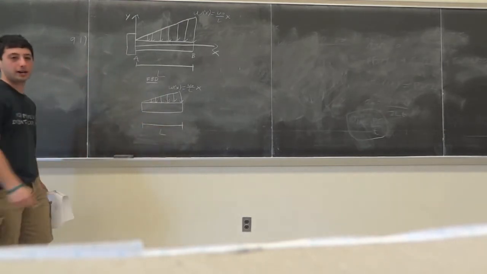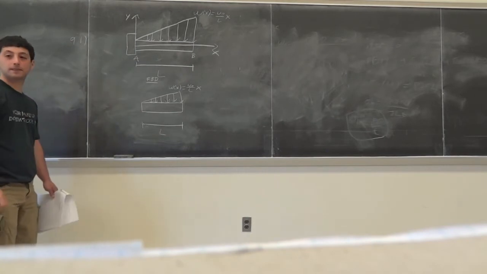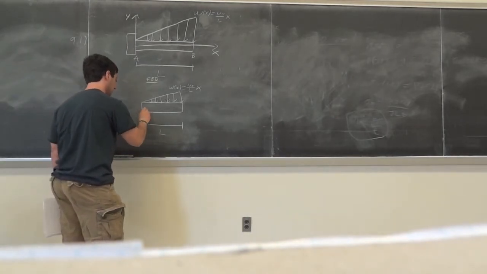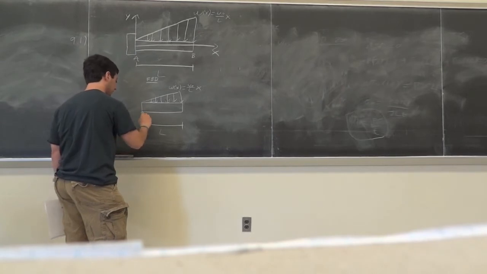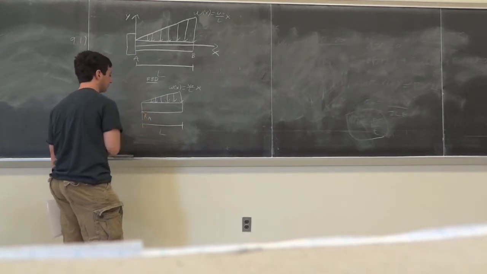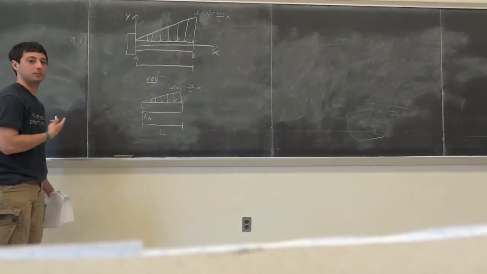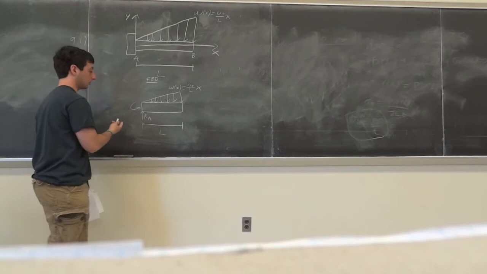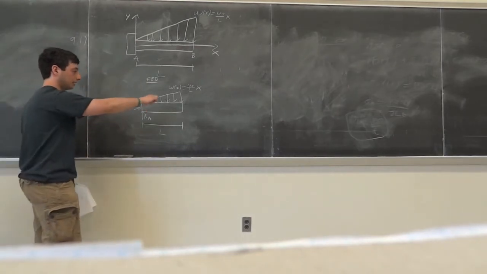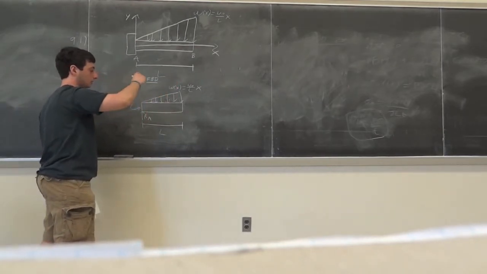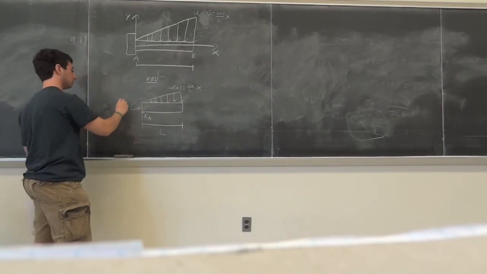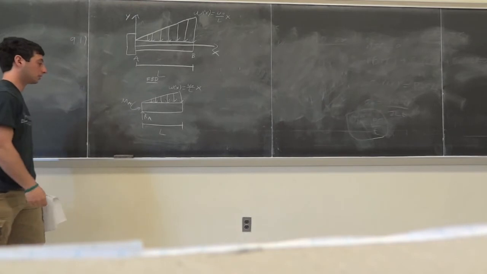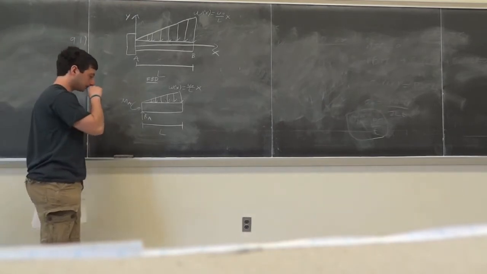What reactions do we have at the wall? RA. Yes, we have a reaction force, so you want to call it RA. We also have a moment, and it's going counterclockwise. You agree? Because this beam is going to try to rotate clockwise, so this has to oppose it. So this is counterclockwise, and this is MA. Those are your reactions at the wall.